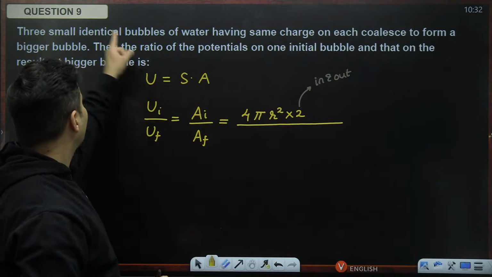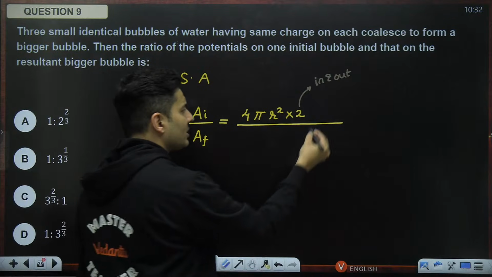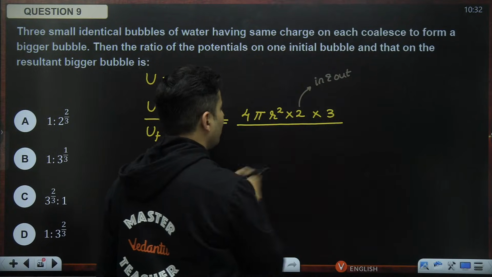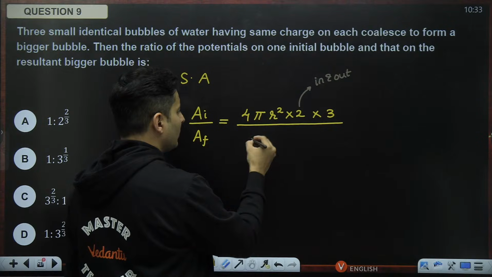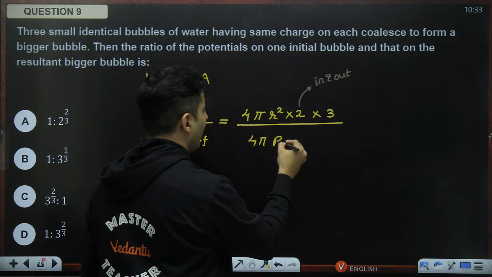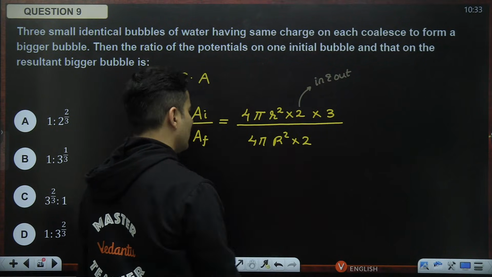Oh, but wait a minute. There were 3 small bubbles. So there were 3 bubbles, so multiply by 3. Finally, there is only one big bubble, so 4 pi R square, but there were only 2 surfaces.